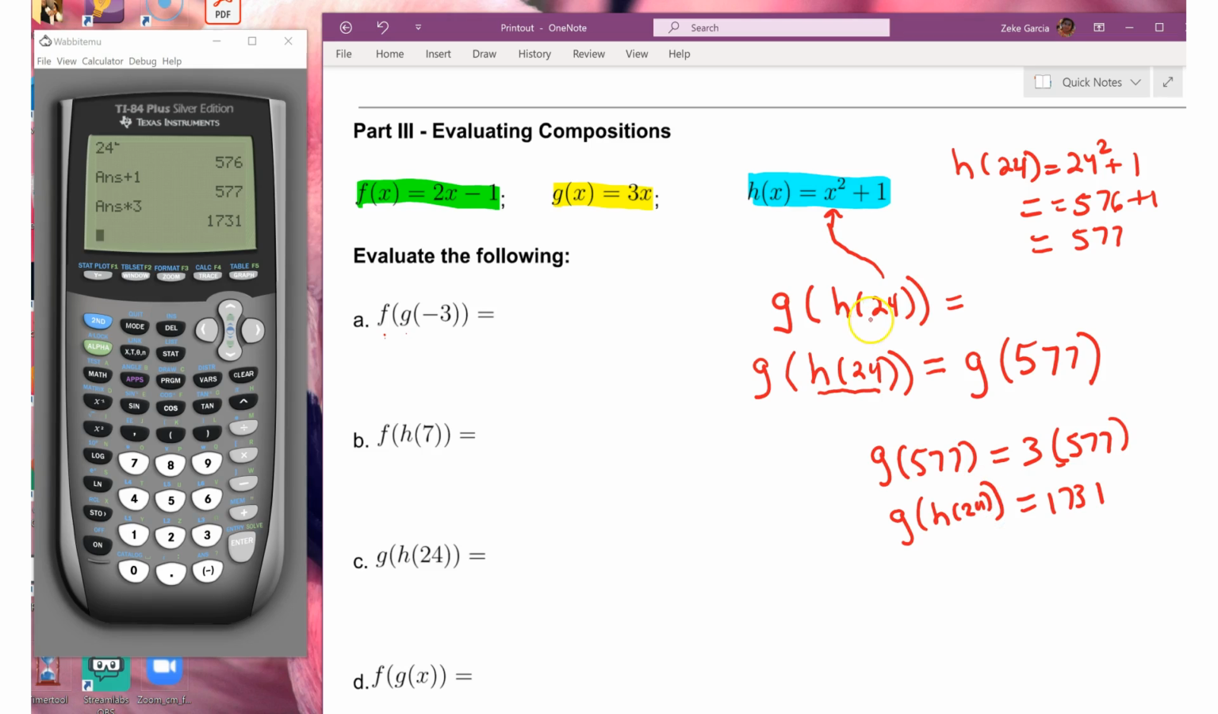So once again, you have to evaluate the output for h of 24 because 24 is the input. 24 squared plus 1 gives you 577. Now that becomes the input of g. You multiply times 3, since that's the process for g, and you get 1,731.